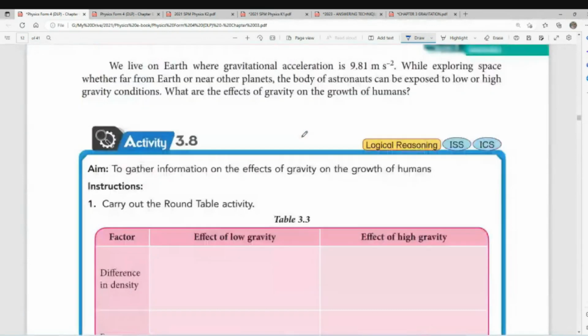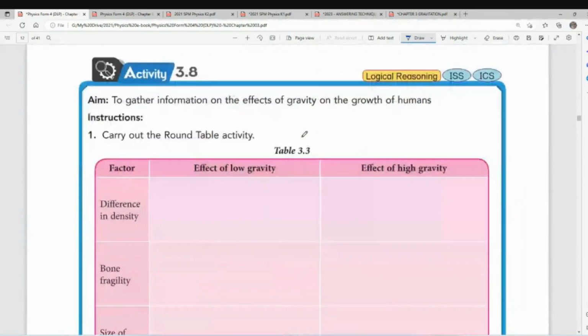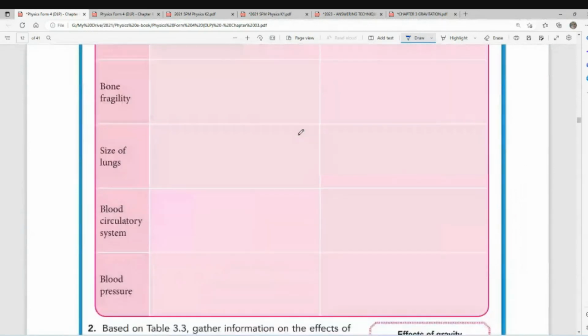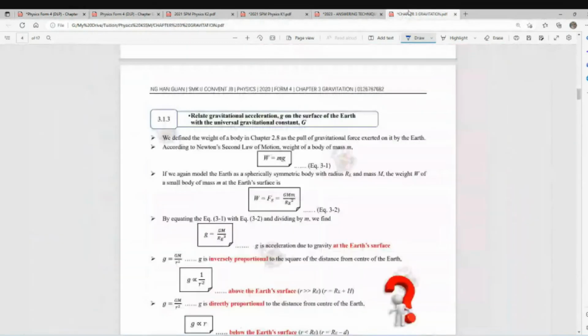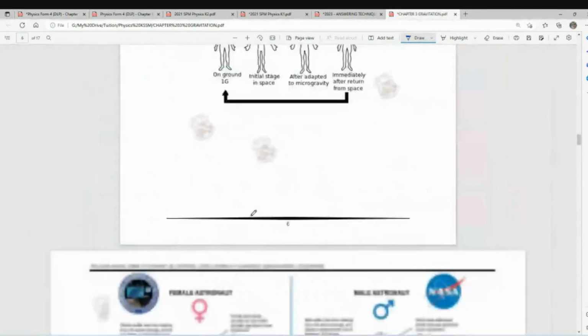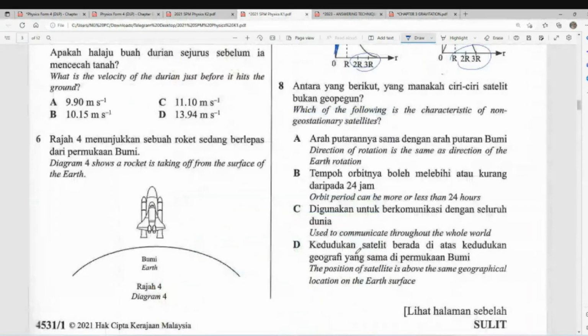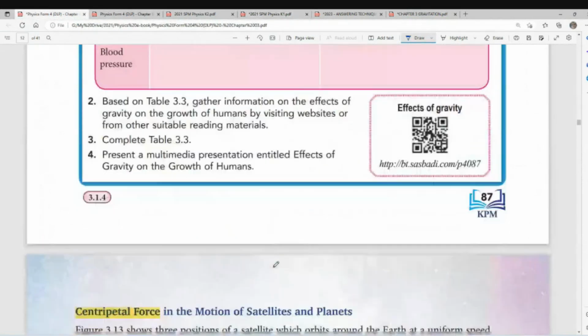Next one, about the effects of low gravity and high gravity. You can study the information already given in my module. This one is more for your knowledge. I don't think they will ask about it. It's just for your knowledge. Which of the following is for the satellite, that one will come here.